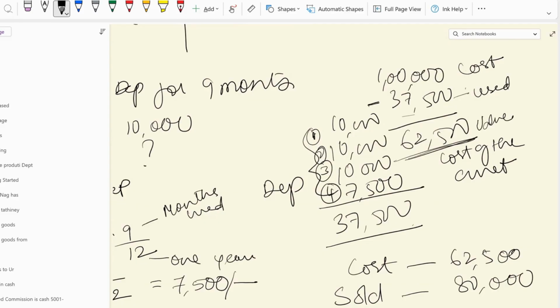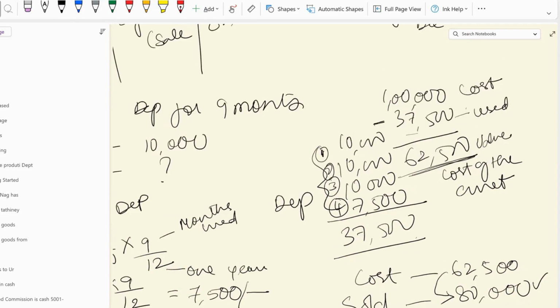After 4 years, you sold it for 80,000. What is the value of the asset? 62,500. But you sold it for 80,000. So did you sell it for profit or loss? Profit. 62,500 worth, you sold it for 80,000. So how much is the profit? 17,500 is the profit.